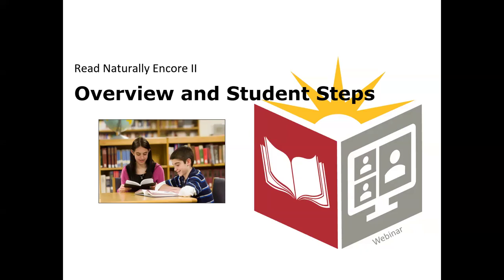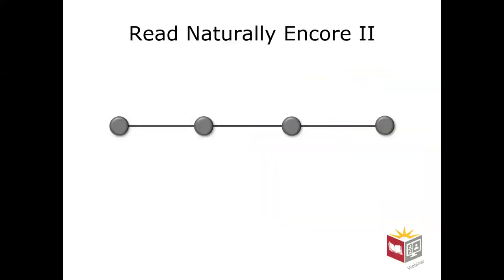I'm excited to talk with you today about Read Naturally Encore II. We'll cover an overview of the program and the steps that students go through. Read Naturally Encore is the paper-based version of Read Naturally. It has been around, of course, since the beginning. It started with Blackline Masters and audio cassettes. And then the current format of the paper and audio support version is Blackline Masters that come along with audio CDs. And so today we're going to be talking about our paper-based version, Read Naturally Encore II.